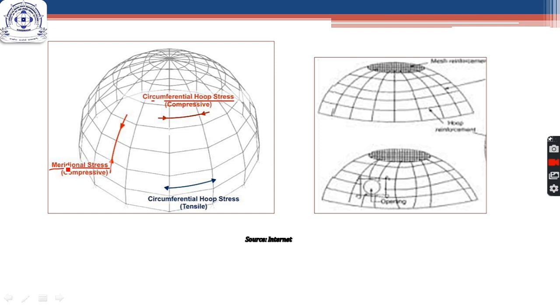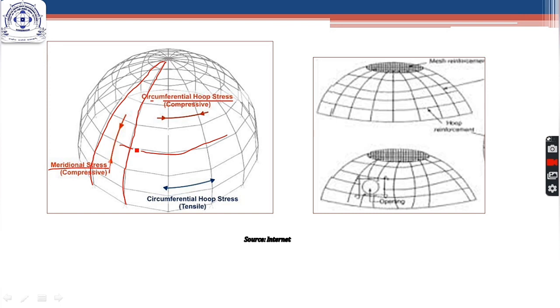First of all, you must know what the meridian is and what the circumference is. The line along the dome is the meridian, and this is the circumference. So automatically the forces acting along the meridian will be meridional forces, and the forces acting along the circumference will be circumferential forces or stresses. Circumferential forces are also known as hoop forces. Now these forces can be either tensile or compressive, depending on the dimensions of your dome. Okay, so it is very easy.